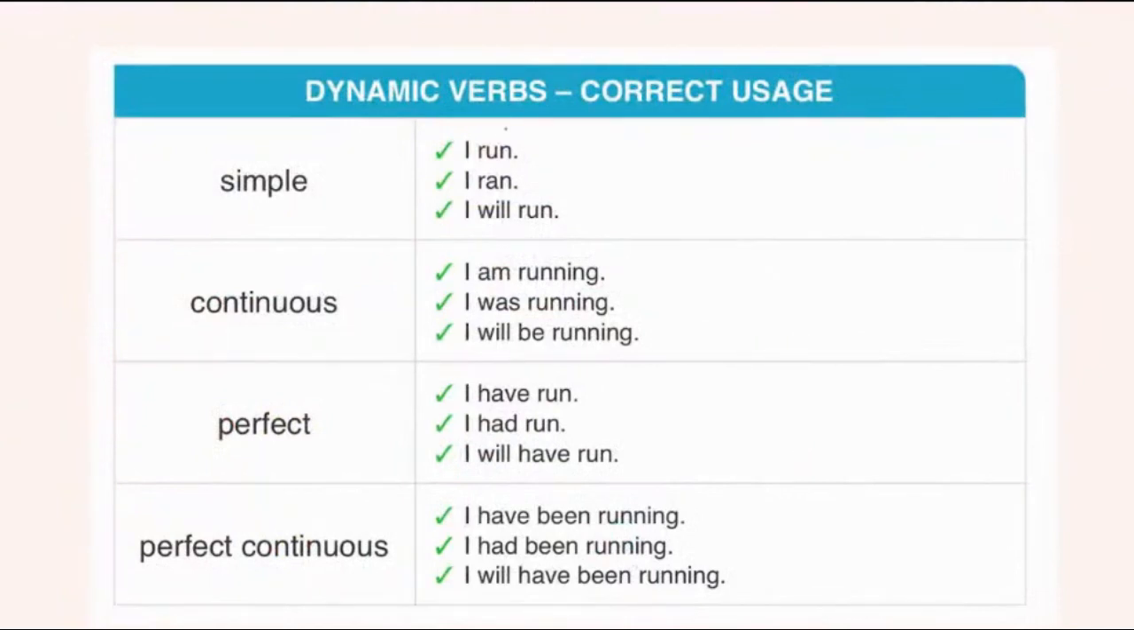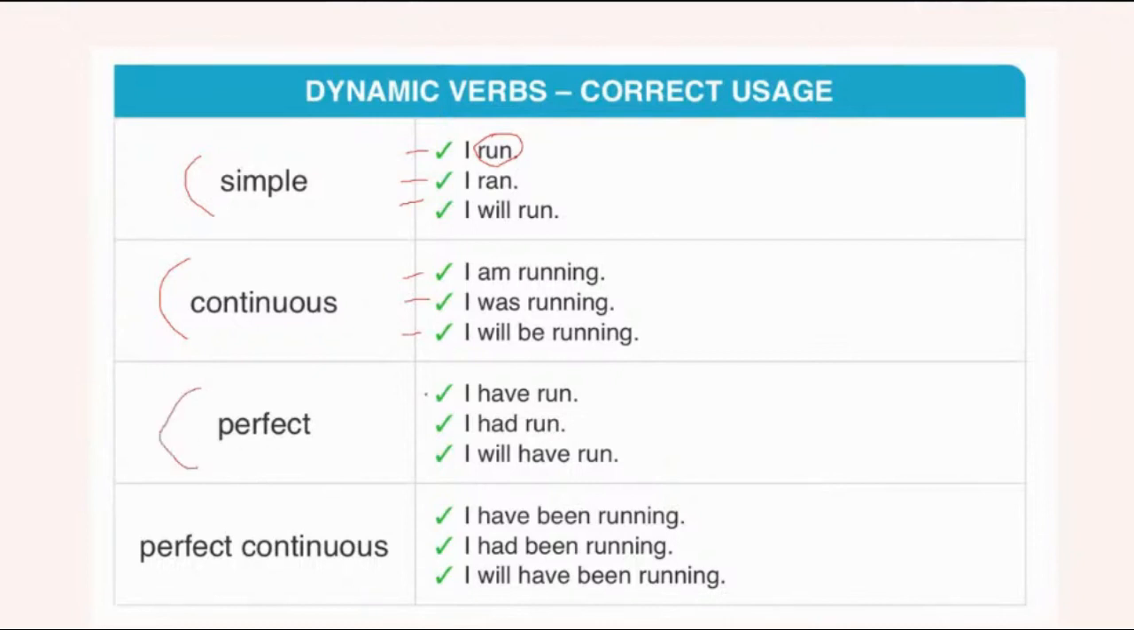So here's an example using a dynamic verb. And remember, dynamic verbs are normal, right? We can use all of these tenses. Simple, right? Simple present, simple past, and simple future. I run, I ran, I will run. Continuous forms. I am running, I was running, I will be running.